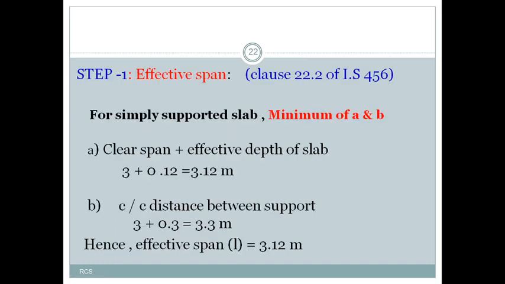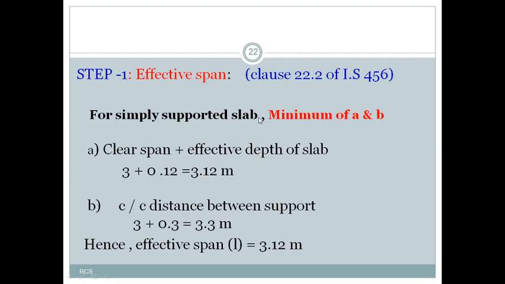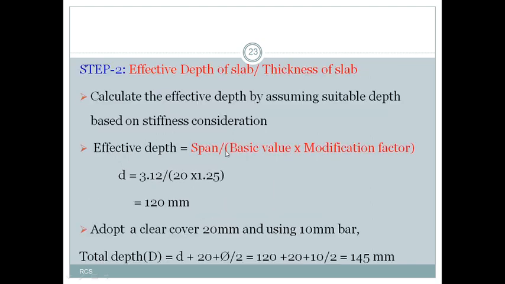So let us start step by step. We know the first step will be calculation of effective span. In the problem, it is mentioned that the type of slab we have to design is a simply supported RCC slab. For a simply supported RCC slab, the effective span can be calculated using these two criteria: clear span plus effective depth of the slab. That is, 3 meters plus the effective depth of the slab. Generally we take the effective depth by using span by basic value into modification factor.